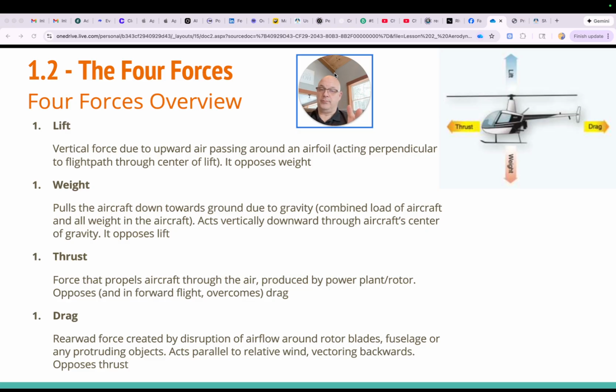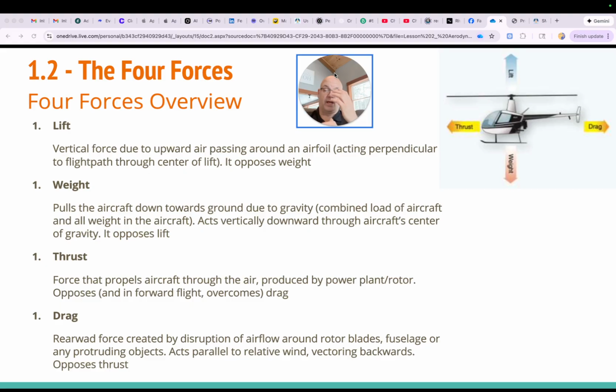So again, here, basics. Lift is very simple. The vertical force due to upward air passing around the airfoil, acting perpendicular to the flight path through the center of lift, and it directly opposes weight, right? Lift, we want to go up, but we're always being pulled down. In order to overcome that, we need to create more lift to overcome the pull.